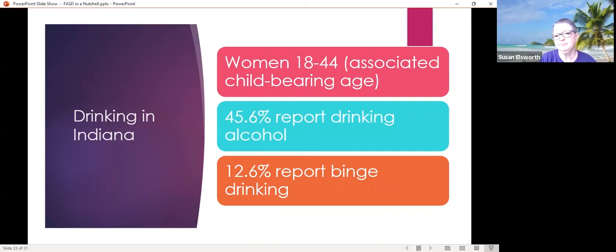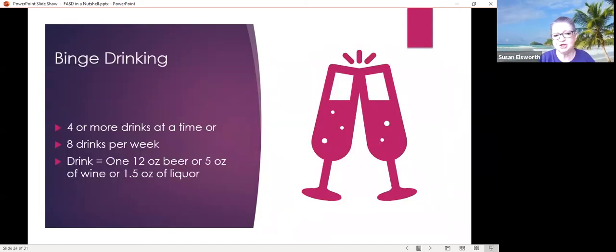Drinking in Indiana, we say that childbearing years are 18 through 44. We know there's younger and there's older, but out of this population, 45% report drinking and 12.6% report binge drinking. And binge drinking for women is different than men. It's defined as 4 drinks at once or 8 drinks per week. And a drink is 12 ounces of beer, 5 ounces of wine, or 1 ounce of liquor.